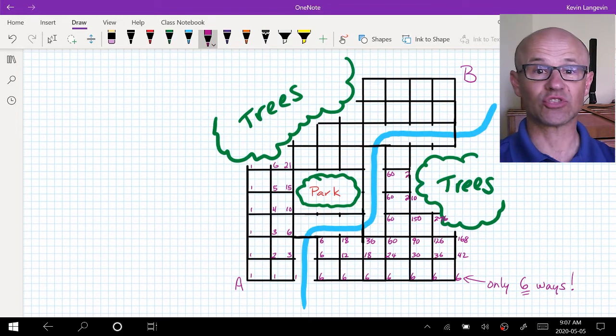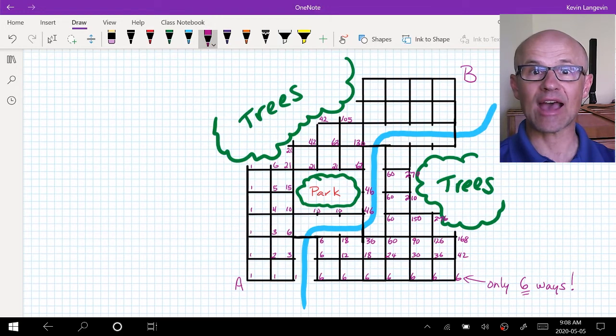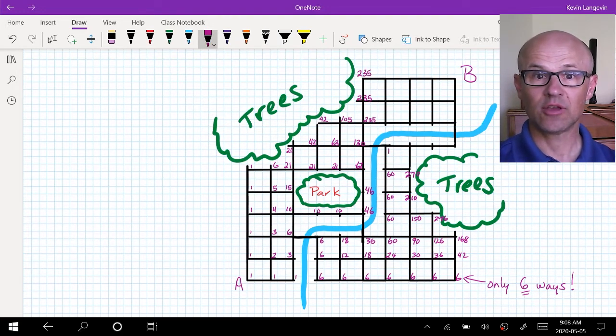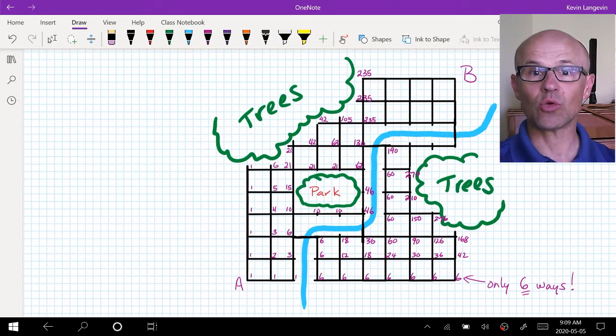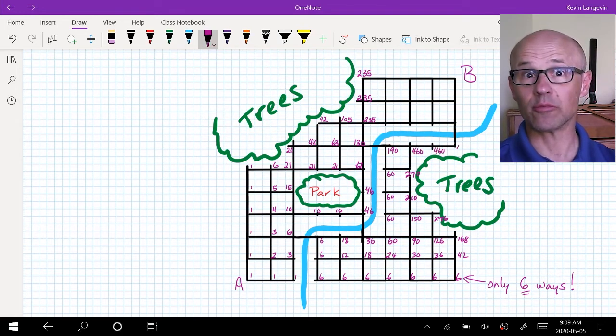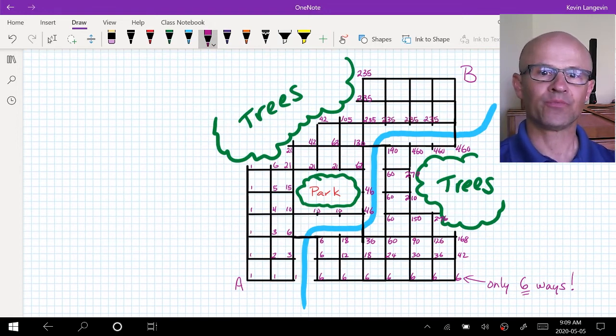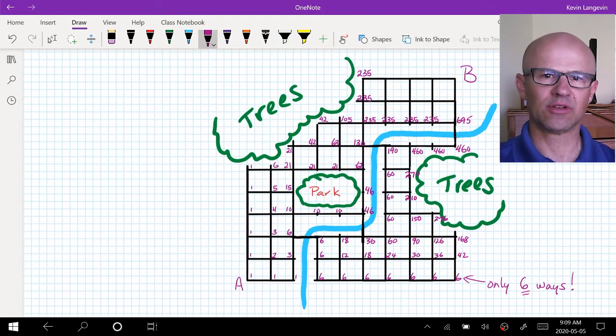As you can see, the numbers are building fairly quickly, but you have to do each side of the river on its own. I would encourage you occasionally, freeze this video, take a look at the numbers, make sure you're understanding how each of them are created by adding from below and from the left. Because ultimately to get from A to B, if we're looking at where we are in B, we have come from below and from the left. So we keep adding them together.